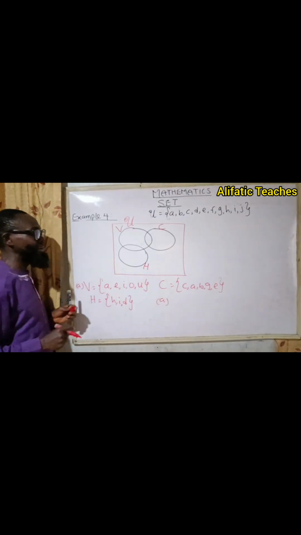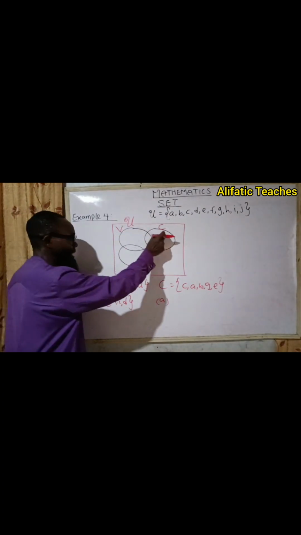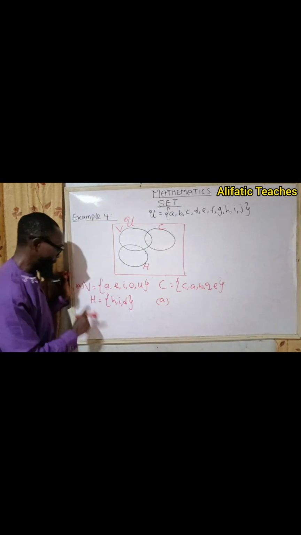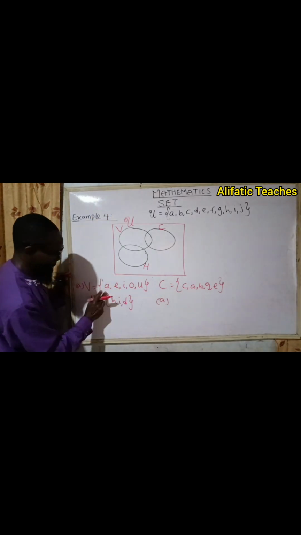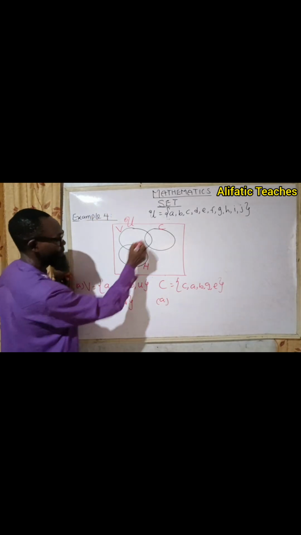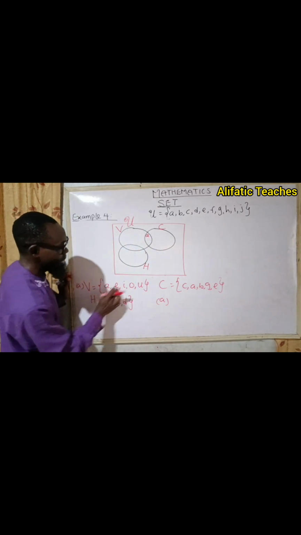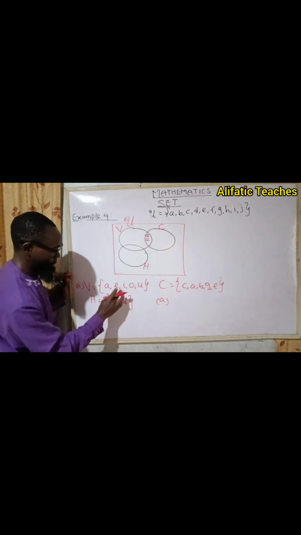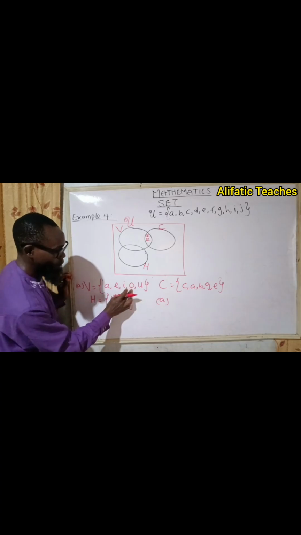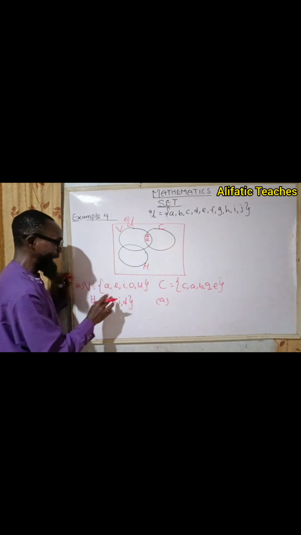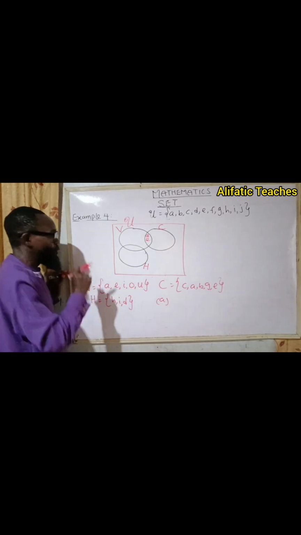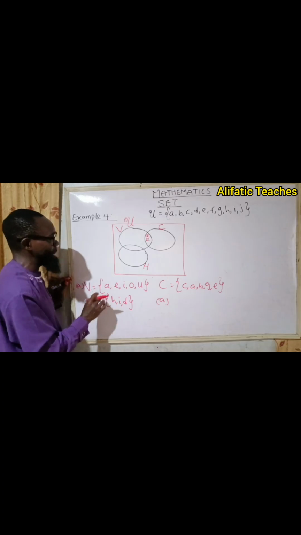Let us now look at it. In V and C, what are the elements that are common? V and C. We have A, you put it here. We have E, no I, no O, no. So which means we have A and E.